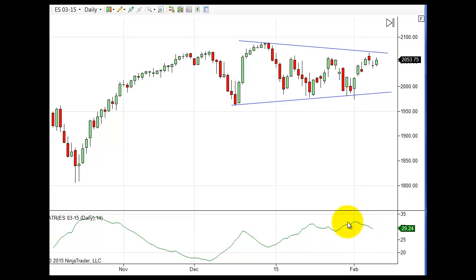Let's take a look at the ATR. The average true range is starting to roll over. That's a good sign that volatility is going to be contracting a little bit.